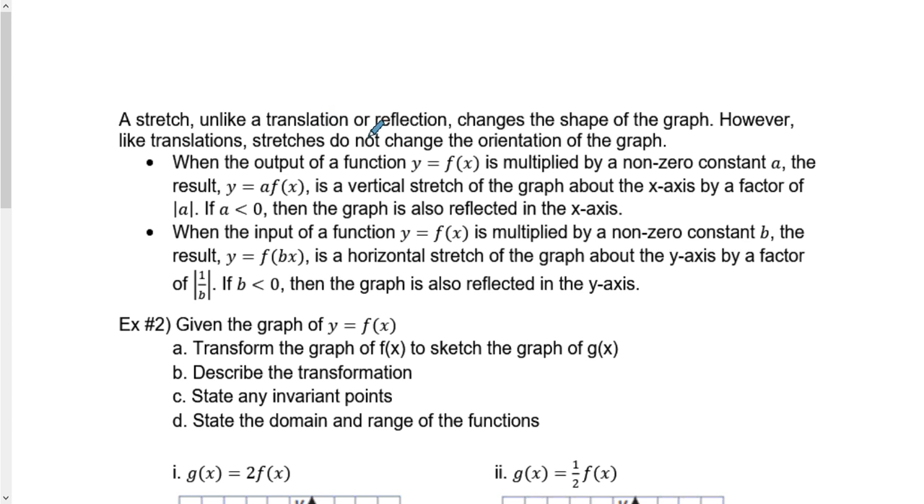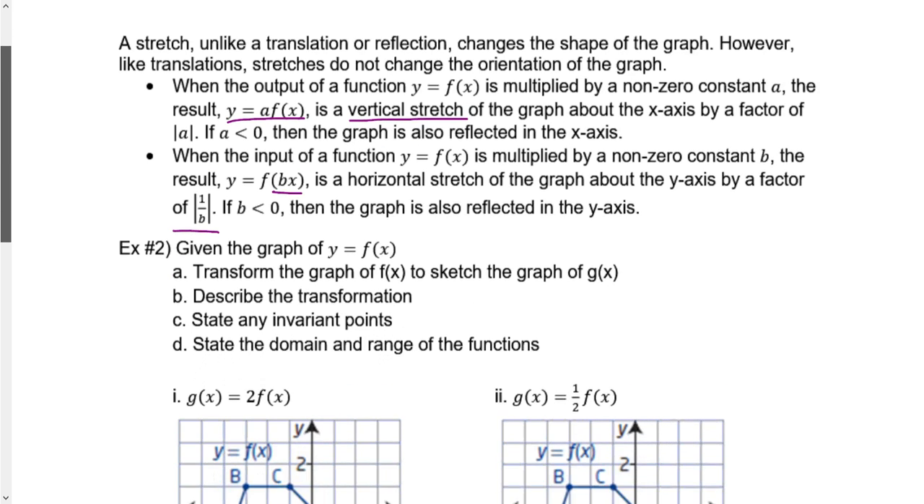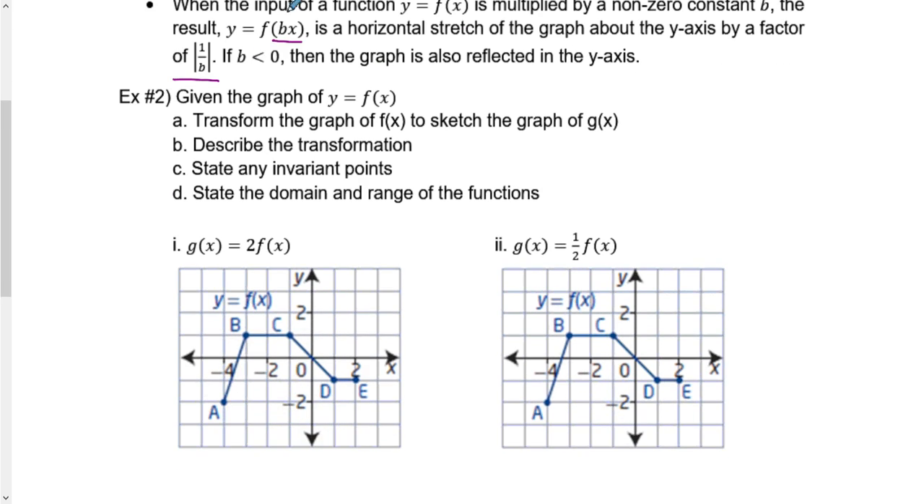Now, a stretch, unlike a translation or reflection, changes the shape of the graph. However, like translation, stretches don't change the orientation. Basically, if it's already facing up, it's not going to face down. This all is a very long bit that just says, if you see a number in front of the function, it's a vertical stretch. If you see a number on the inside, it's actually a stretch by the reciprocal. So here's what we're going to do. We are going to do some stretches.